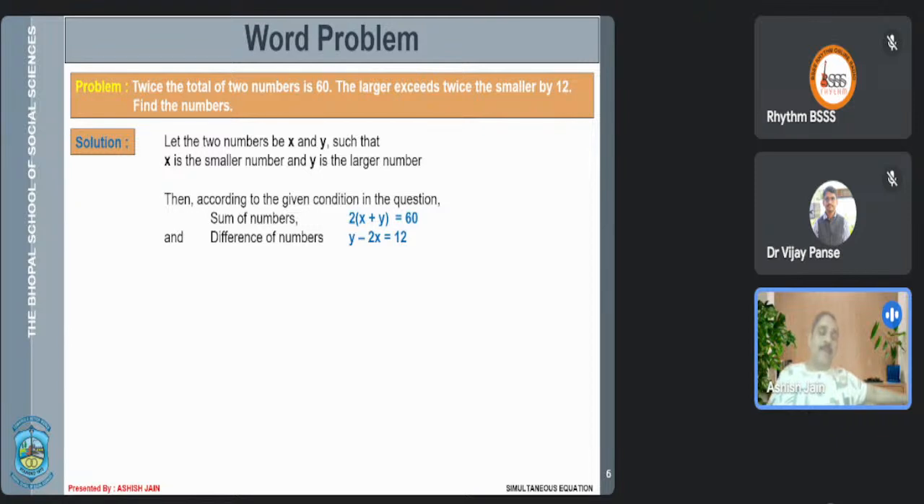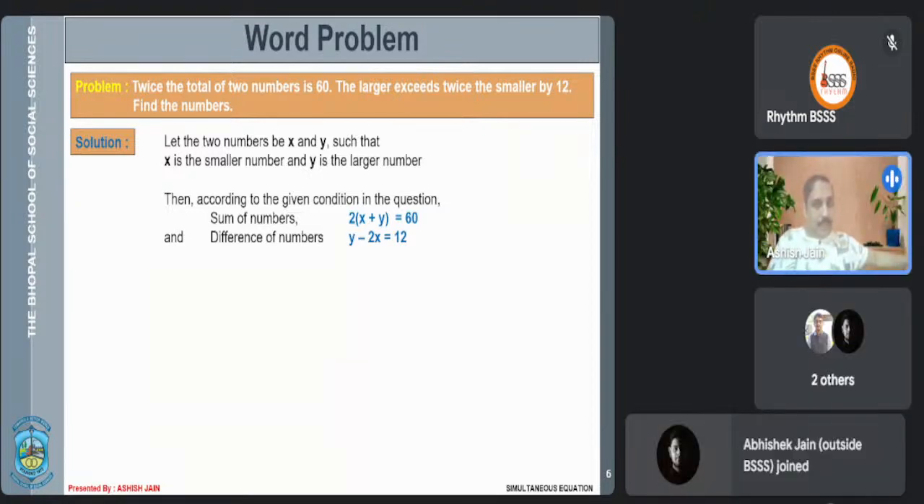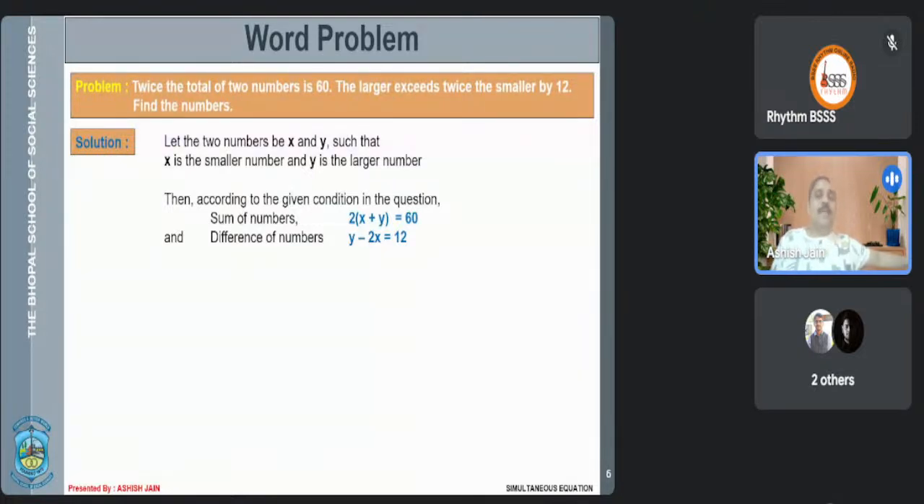Second equation, second fact or information given to us: the larger exceeds twice the smaller by 12. That means if I subtract twice the smaller number from the larger number, my difference will be 12. So I wrote, y is the larger number, so y minus twice of x is 12.